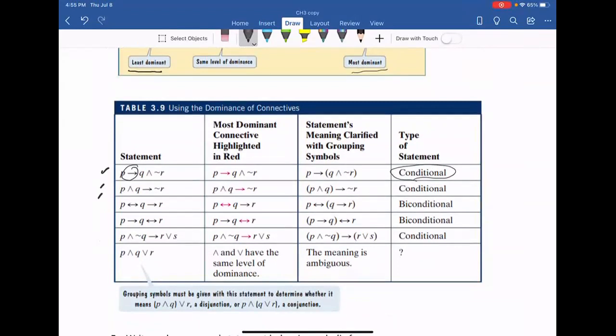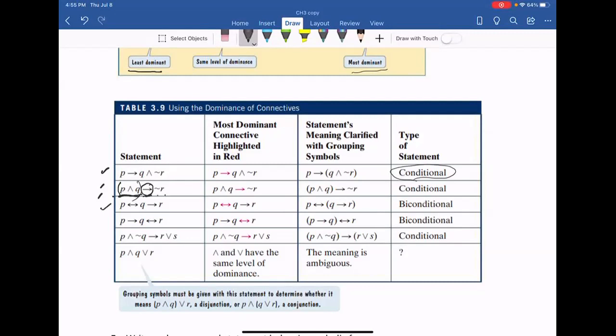Okay, let's move on. After we know which one is most dominant, we can use parentheses to contain the less dominant statements together. Next example. Which one is dominant? This one, if then. So if P and Q, then not R. So less dominant is the front part. I use parentheses to make sure they are grouped together.